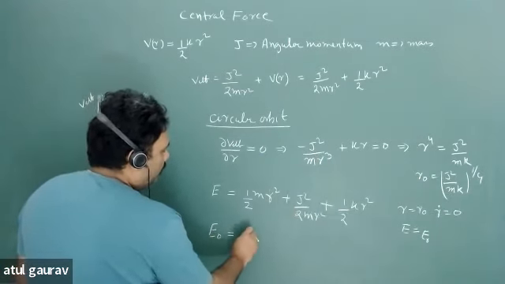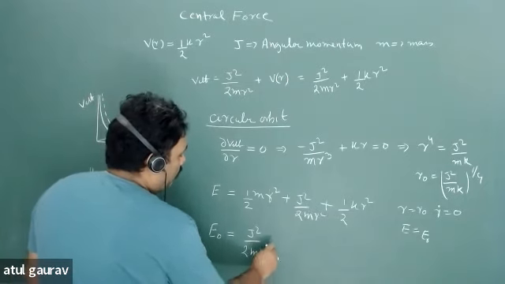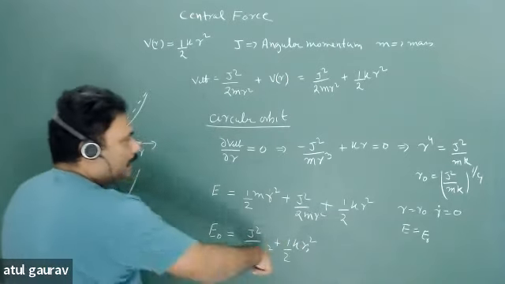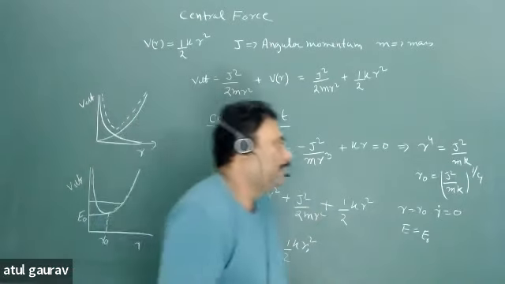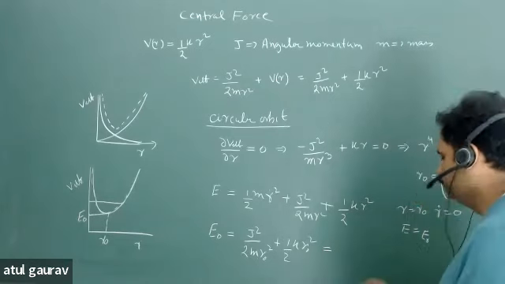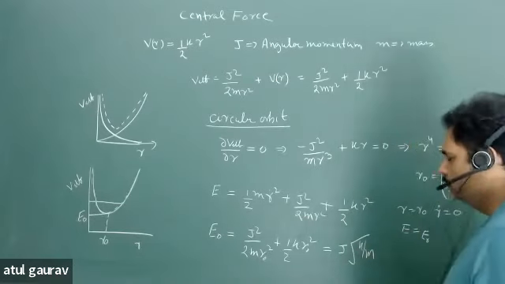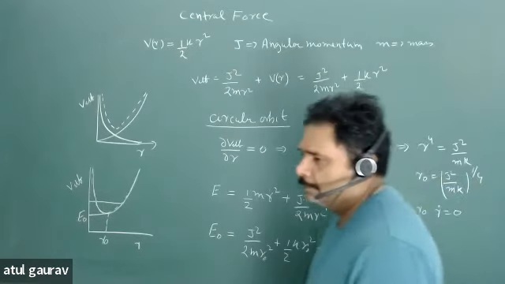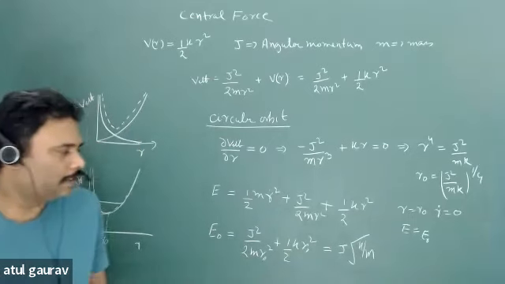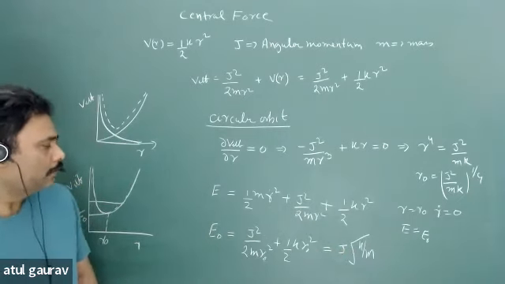So we have to calculate this particular value of E naught. E naught can be given by J square upon 2m r naught square plus half k r naught square. I can easily put the value of r naught here, and you can get the answer. I think this will be j root under k upon m. Yes, sir. So this is your energy in terms of angular momentum.